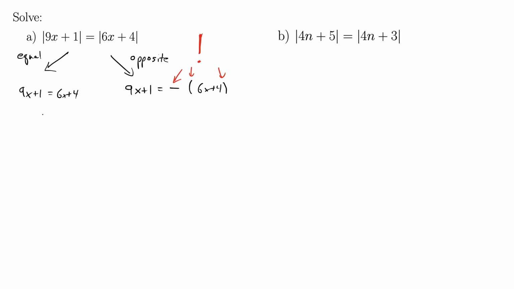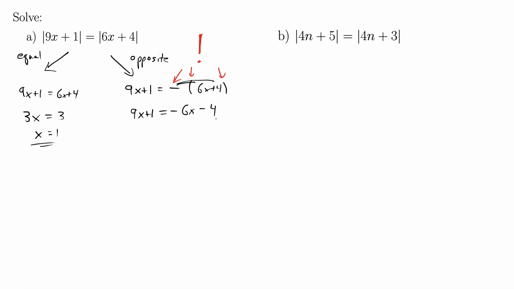Okay, solving for x. Let's get all our x's on the same side. That gives us 3x over here. Subtract a 1 equals 3, so x equals 1. In this second equation, I'll distribute this negative through. That gives us 9x plus 1 equals negative 6x minus 4.